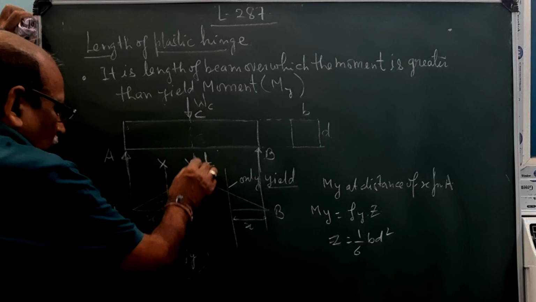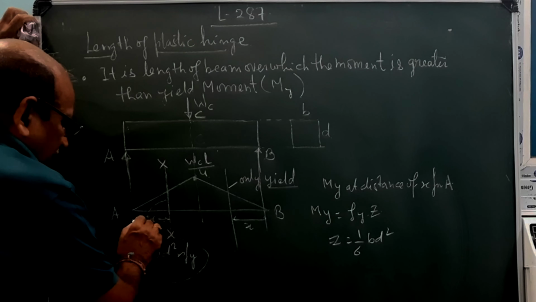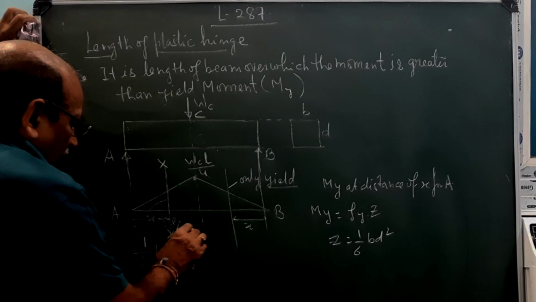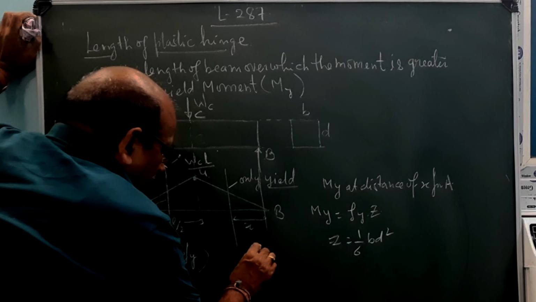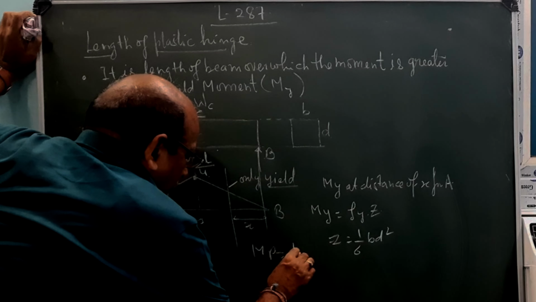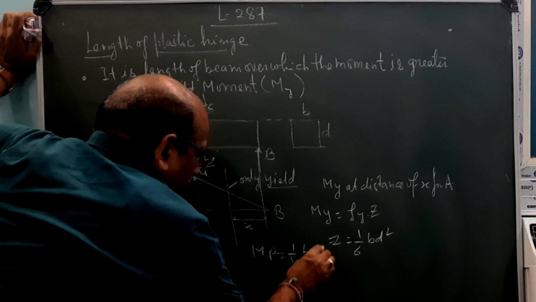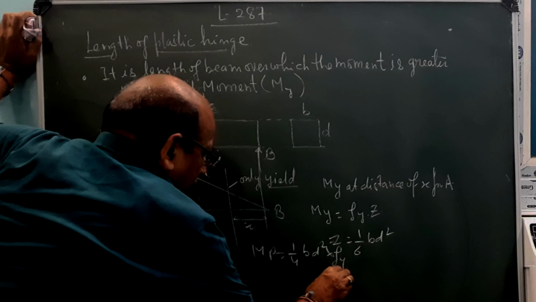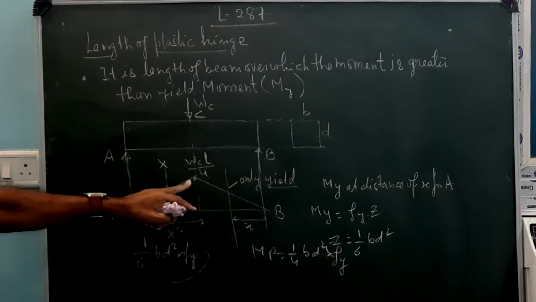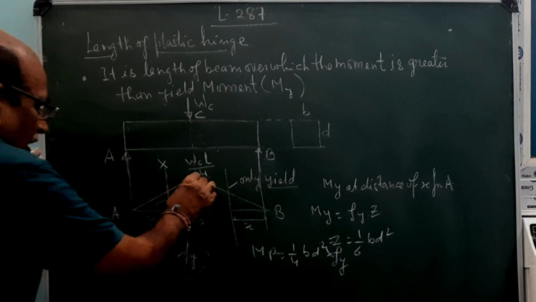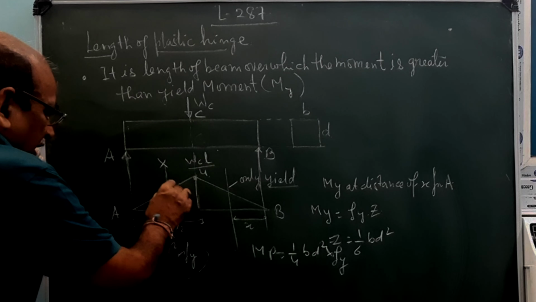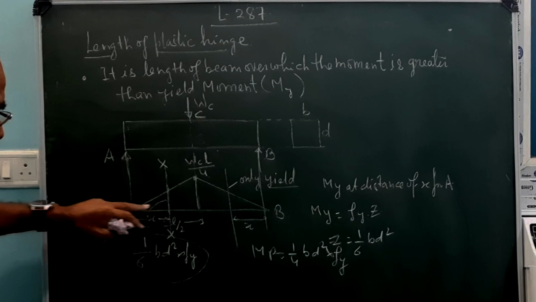But what is the moment over here? The moment at a distance of x equal to L/2 is how much? It equals MP. MP is how much? That is 1 by 4 BD square into Fy. So at this point you can proportionate and lengthen this length. So you take this length.